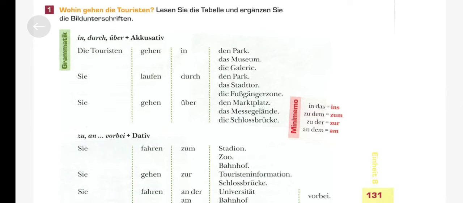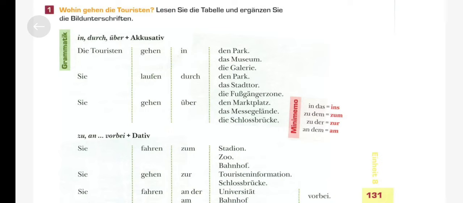Let's see the grammar in this. In, durch, über plus accusative. Here the prepositions are explained. The Touristen gehen in den Park. When you go in something, like you can go in the museum, then in the gallery, like that. When you go inside something, then you can use in. The Touristen gehen in den Park, in das Museum, in die Galerie. And remember, after an accusative preposition, always the accusative article will be used. For example, the article of Park is masculine, which is der Park, but it becomes den Park according to the preposition in, which is accusative.